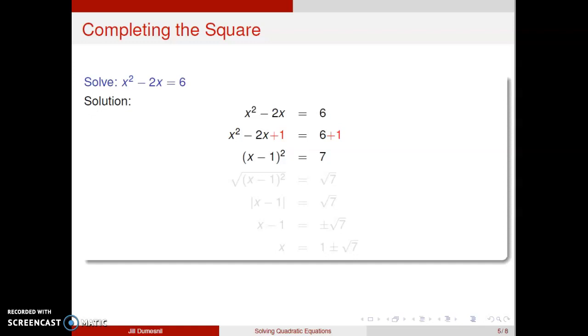Now we have the same problem as in the previous example. We take the principal square root of both sides. The square root of a perfect square yields an absolute value. Removing the absolute value introduces a plus or minus, and adding 1 to both sides of the equation yields the two solutions x equals 1 plus or minus root 7 as before.